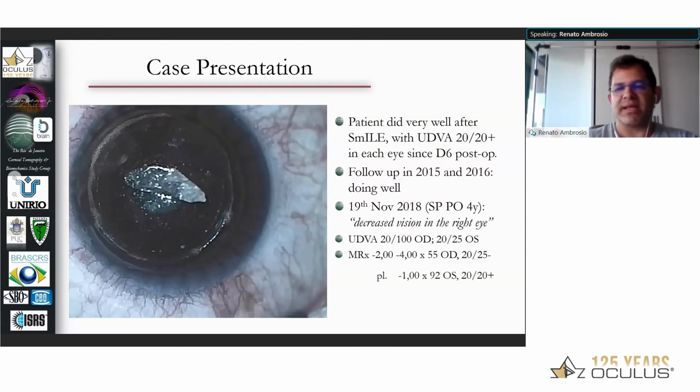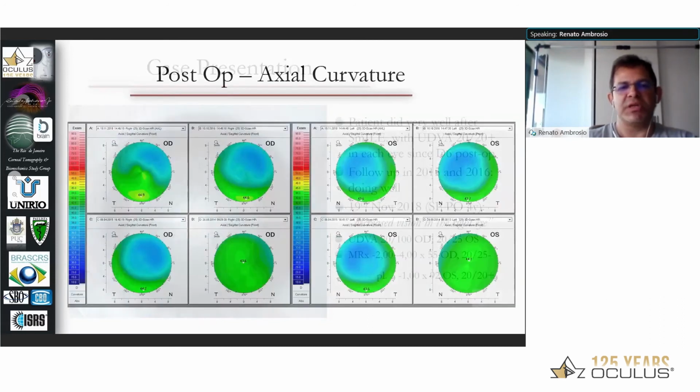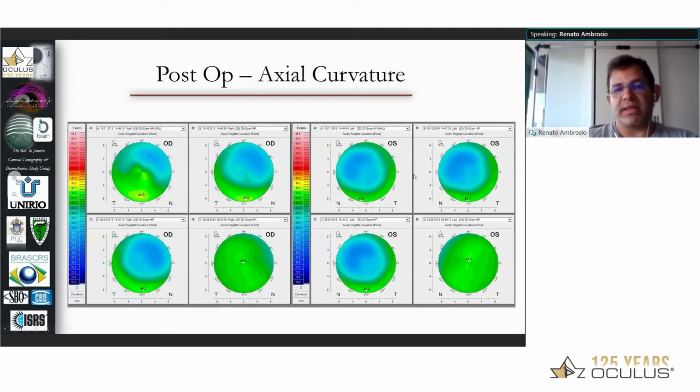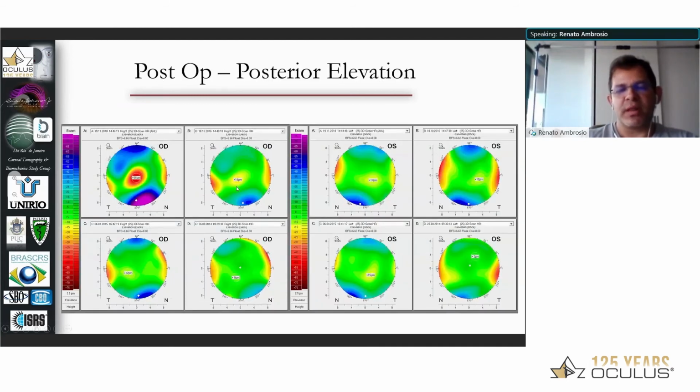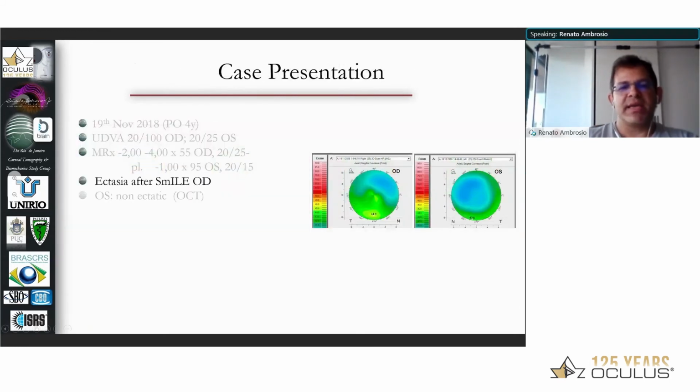This was a patient that I was really unhappy to see developed ectasia. The left eye was still relatively stable, and you can see here that in 2016 with 20/25 plus, if I would have been careful to look back at the posterior elevation, I would have been able to detect the abnormality. This patient has ectasia, no question.